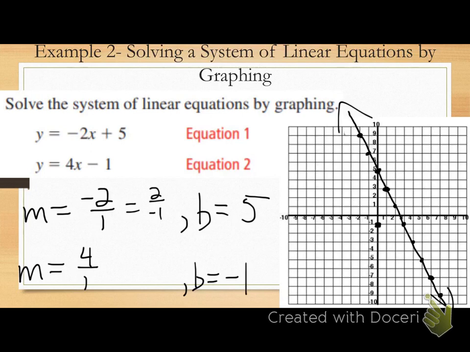Up 4, right 1. 1, 2, 3, 4, 1. There's already a point there for me. That's as far as I can go up and to the right. Change both signs to negative 4 over negative 1. Go down 4, left 1. Okay, there's my two graphs. I've got them on the same coordinate plane.